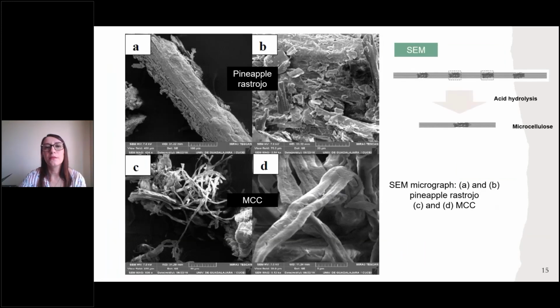Also, here are some images of the pineapple rastrojo or the leaf fiber. As you can see, we have the fibers. There's some porosity because of the treatments we applied previously. And then we have the microcellulose. As you can see, these are bundles of microfibers. And here you can see a fiber.